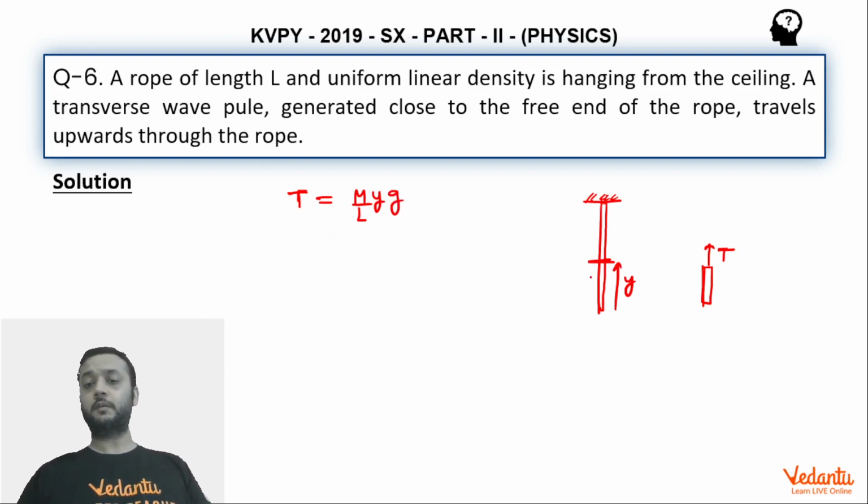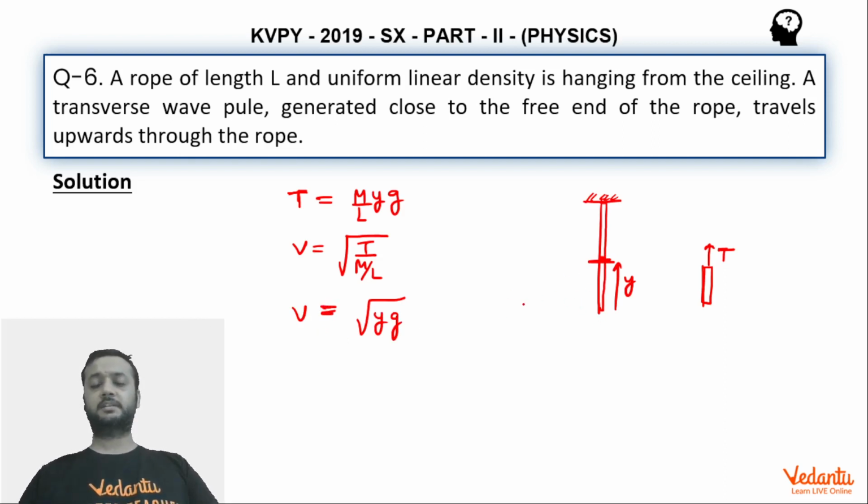Now, what is the velocity of the wave at this point? If any transverse wave is generated at the bottom, velocity at this point will be root of tension at this point divided by linear mass density, which is m by L. So you can see that T by m by L value is nothing but y into g, under root. This is the value of velocity. Hence velocity is a function of root y.